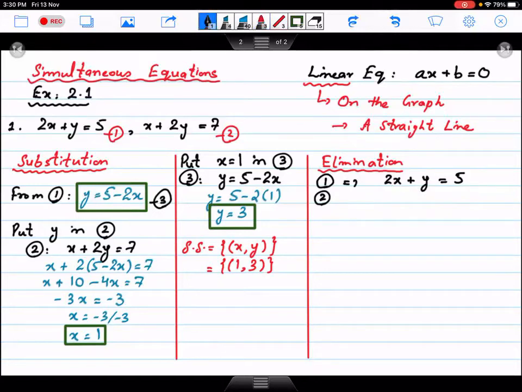So we have to make the coefficients the same. How can we do that? If I multiply equation 2 by 2, it becomes 2x plus 4y is equal to 14. Any problem in that? I have multiplied equation 2 by the number 2, so x becomes 2x, 2y becomes 4y, and 7 becomes 14. Why have I done this? Because I want the coefficient of x to be the same. Are you getting me?